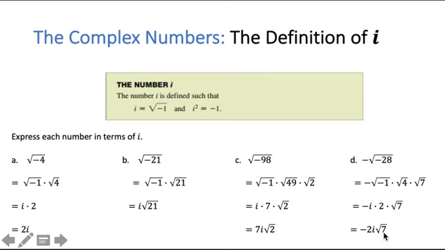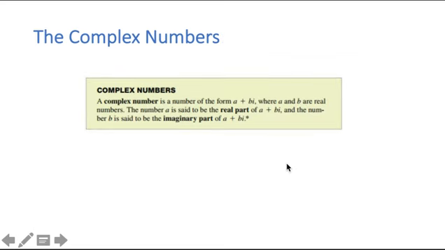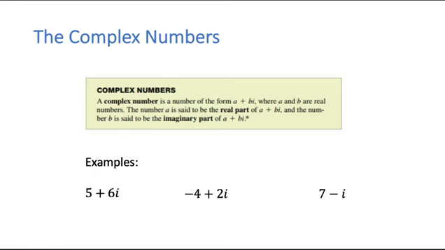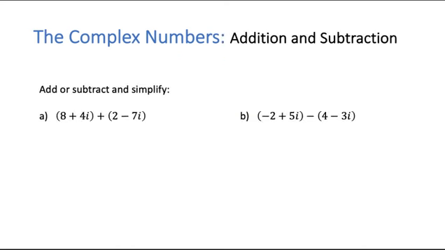All right, the next thing we want to do is talk about complex numbers. So now that we know what imaginary numbers are, now we're going to talk about complex numbers. Here's the definition. Basically what this is saying is we're going to have a real number part and an imaginary part. So here are some examples. Like 5 plus 6i, the real number part is 5, the imaginary part 6i. -4 plus 2i, 7 minus i, all examples of complex numbers. So now what we're going to do is add and subtract them.